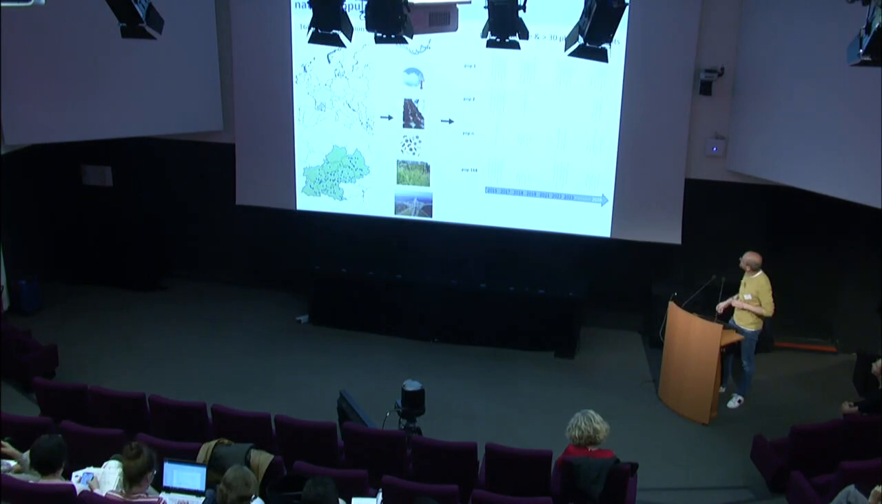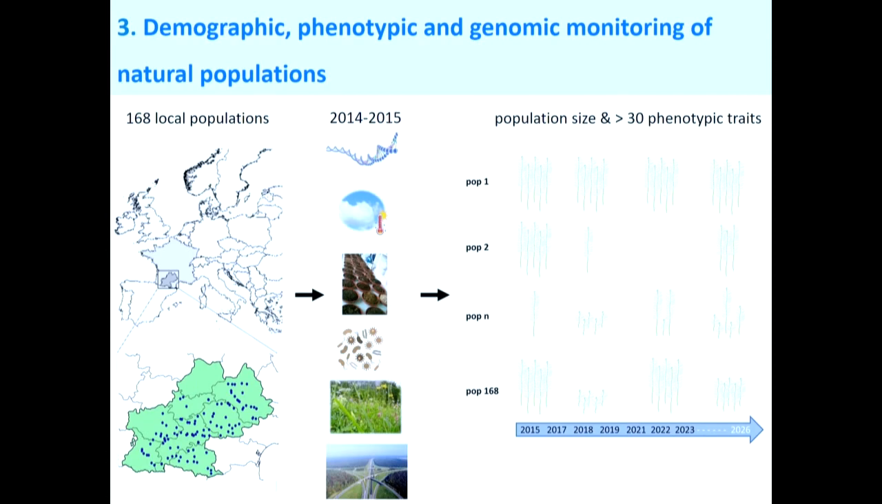Now what we do is follow all these populations every year, to estimate the population size and to phenotype more than 30 phenotypic traits. It is quite amazing to see that some populations are very stable at the demographic and phenotypic level, while in others there is clearly demographic disturbance, so we have very different conditions. We hope that in 2026 we can do exactly the same characterization and see how these demographic and ecological factors affect genomic evolution.